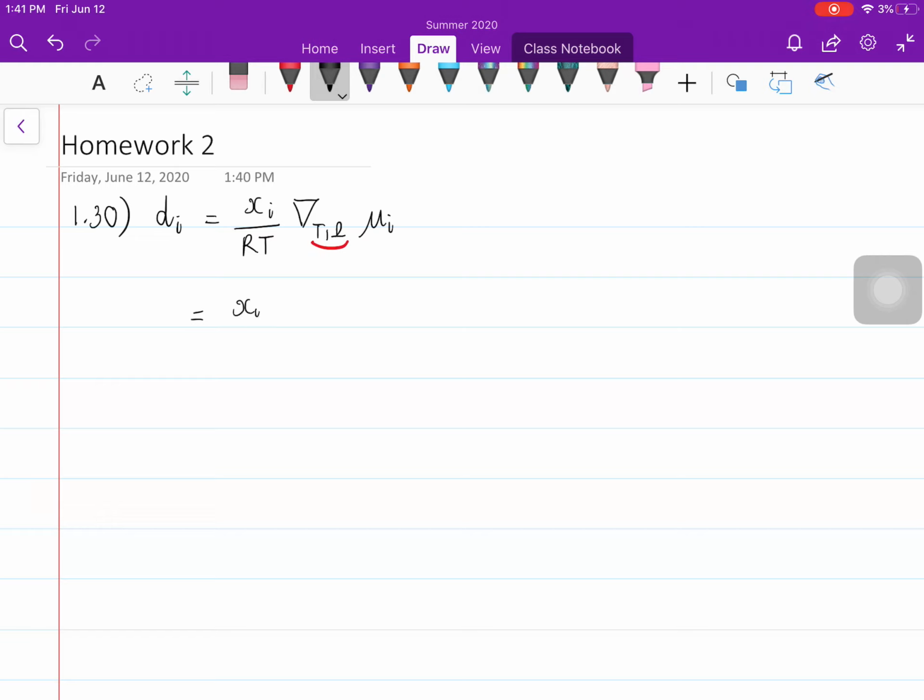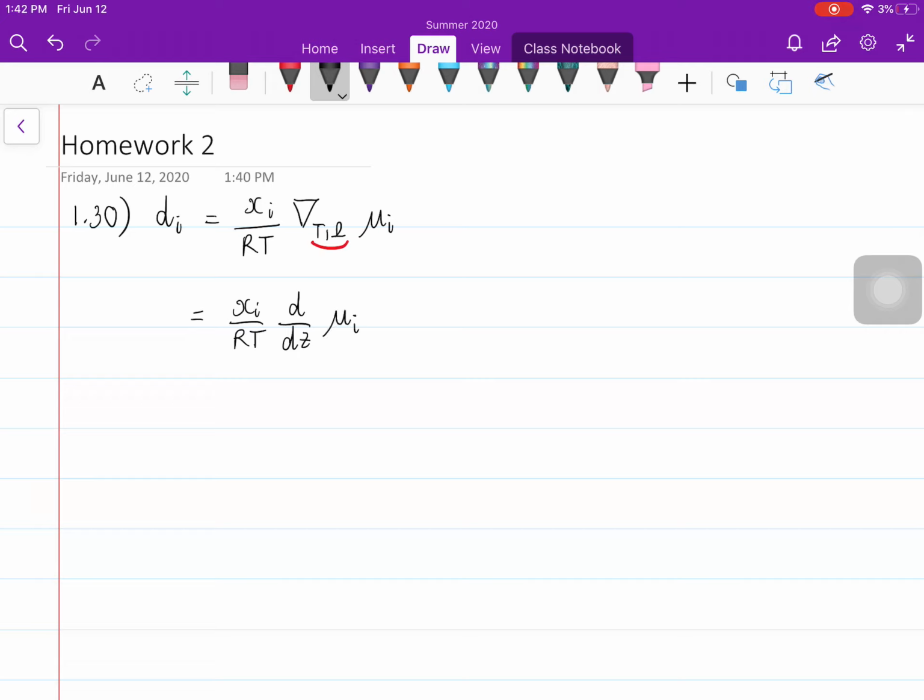So this would be equal to x_i over RT, and now I'm going to rewrite the gradient as d over dz. The gradient is basically the derivative with respect to position. I'm using z for position because we already used x and y for molar fraction. Using z for position helps reduce any unnecessary confusion later.